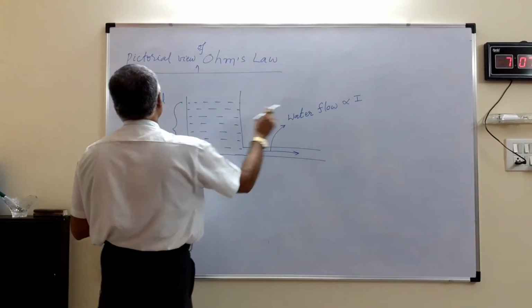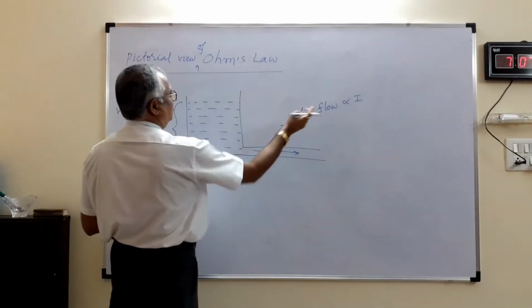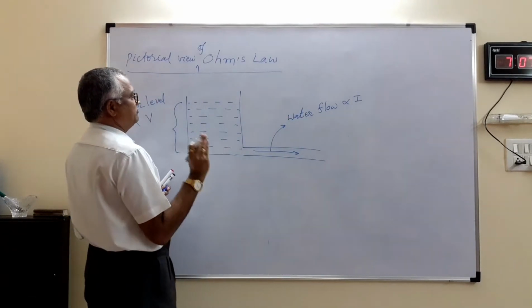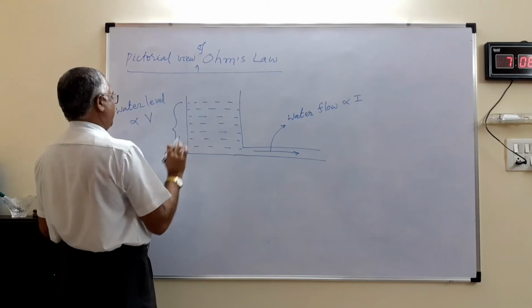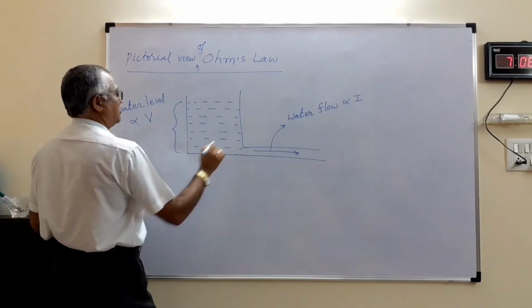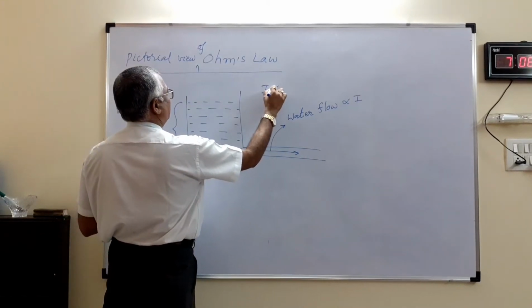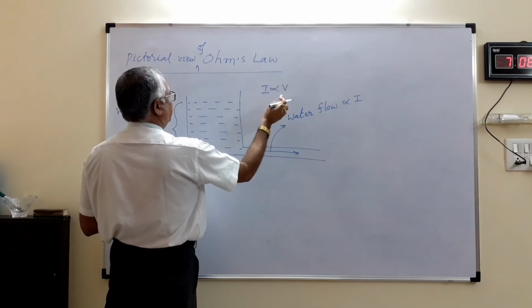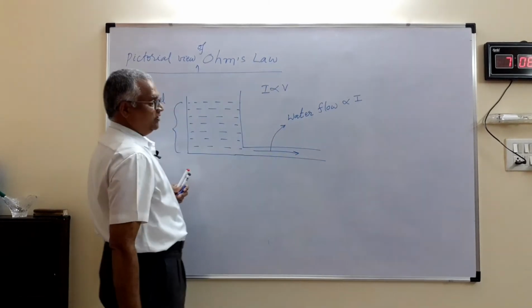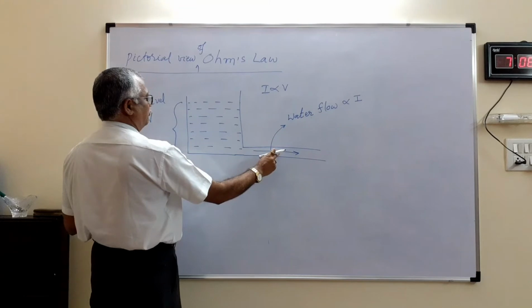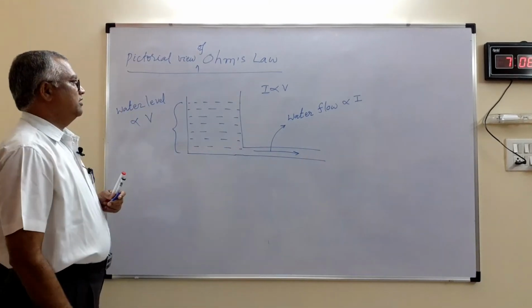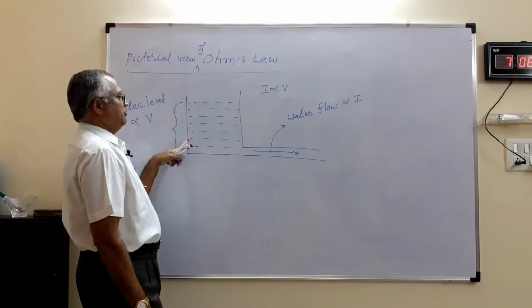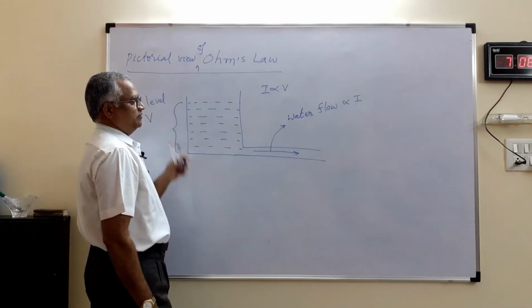Now, flow depends on level or level depends on flow? Obviously, simple physics. Flow depends on level. That's why in Ohm's law, I said I is proportional to V. I did not say V is proportional to I. So water flow depends on the level. This is independent, this is dependent.